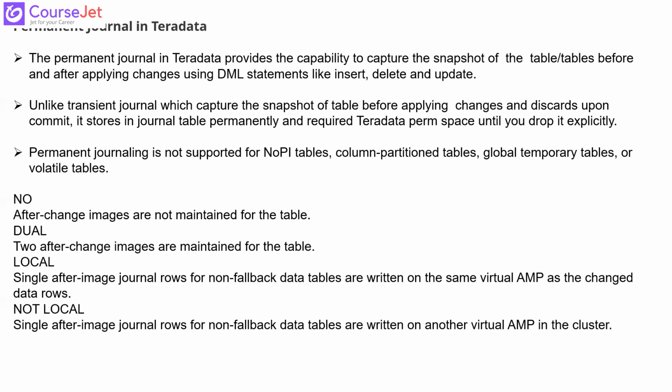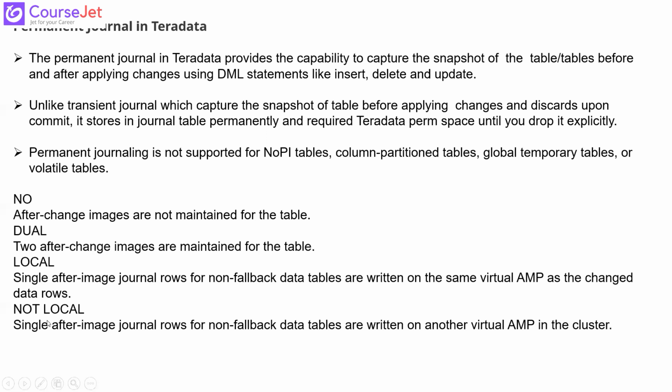Unlike the transient journal, which captures a snapshot of the table before applying changes and discards it upon the commit, this stores it in a journal table. We saw that the transient journal automatically comes in and stores the data, right? In this case, when we specify a table to use the permanent journal, we need to specify the permanent journal table. That we'll see in an upcoming slide. And this requires Teradata permanent space until we drop it explicitly. So we can control this permanent journal, but the transient journal can't be controlled. And permanent journaling is not supported for primary index tables, column partition tables, global temporary tables, and volatile tables.